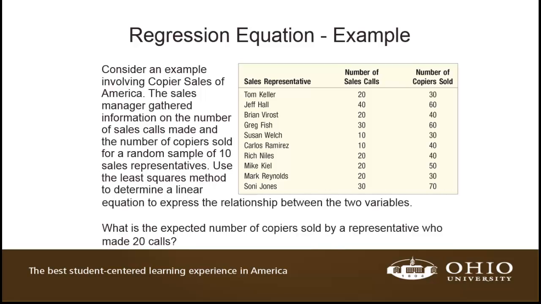Okay, here we have an example of a situation where we have some sales representatives, the number of calls they made, and the number of copiers they sold. What the company would like to know is, we expect there to be a relationship between the number of sales calls made and the number of copiers sold, but we don't know how strong that relationship is, and we don't know what that relationship looks like in the form of a linear equation. So that's what we'd like to determine.